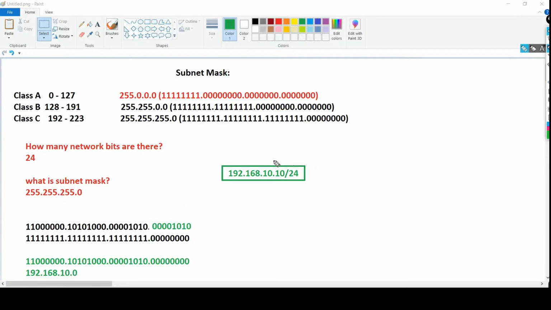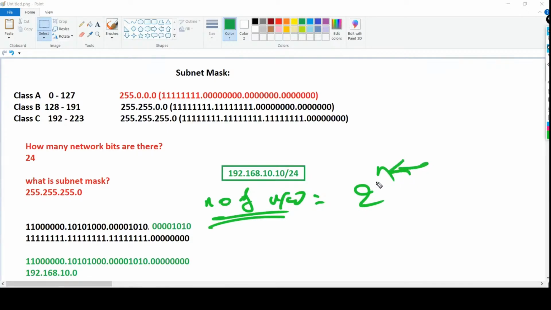See, there are 3 formulas to calculate subnetting. The first one is the number of networks. The formula to calculate the number of networks is 2 to the power n, where n is the number of network bits shifted into host bits.